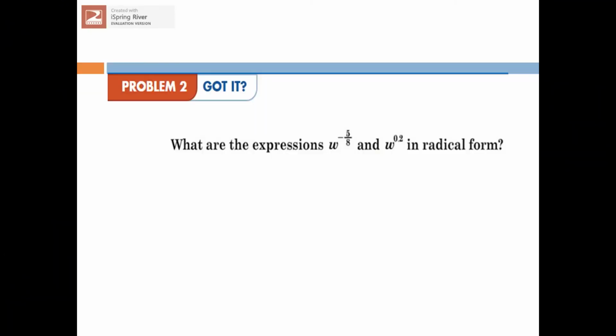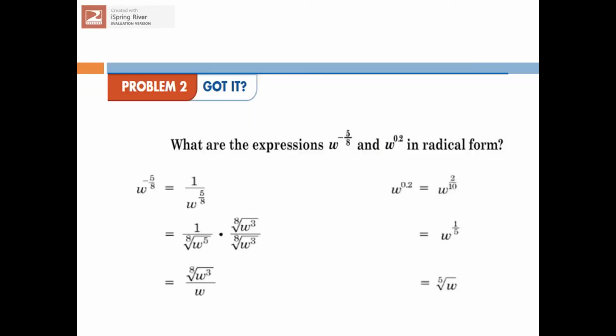Up, let us check your answer. Okay, for w raised to negative 5 over 8, since we have a negative exponent, we will make it 1 over w raised to 5 over 8. What is this in radical form? Yes, that is the 8th root of w raised to 5.